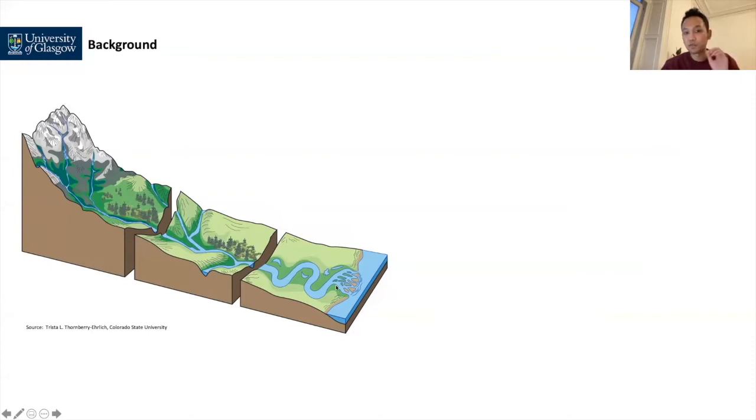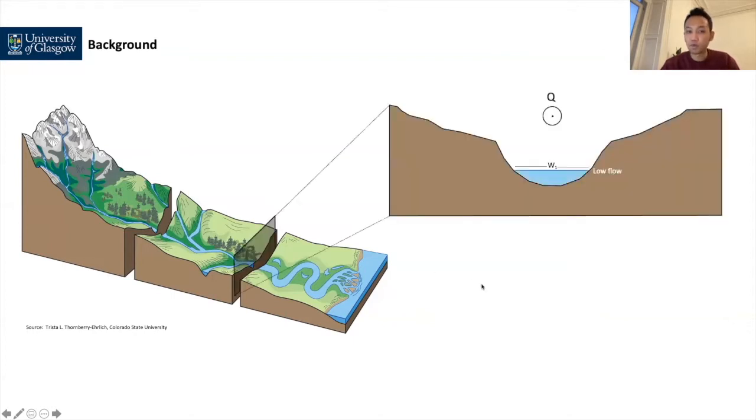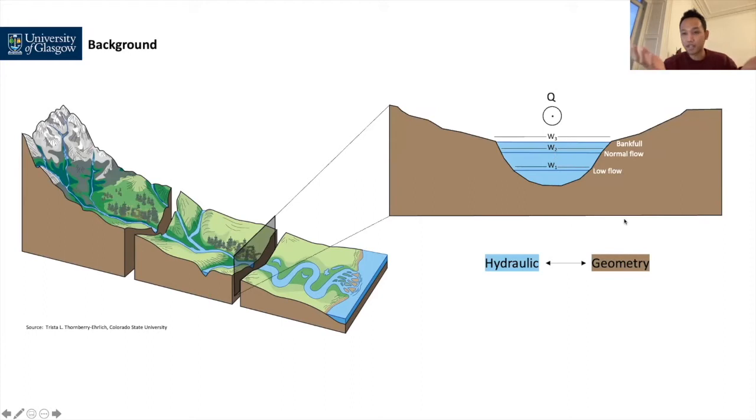If we have a cross section around here, we will have the water discharge at the low flow stage, with this channel width and this channel depth, because the water is quite low at the time. If you have a higher or normal flow, the channel width will of course increase and the channel depth will also increase. When we have the maximum or bankfull discharge, the channel width and depth keep increasing as well. So that's basically hydraulic geometry.